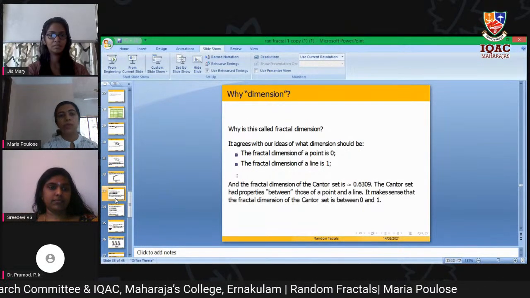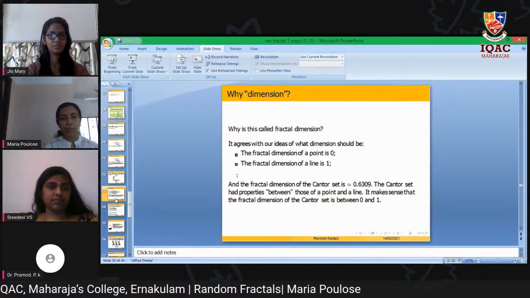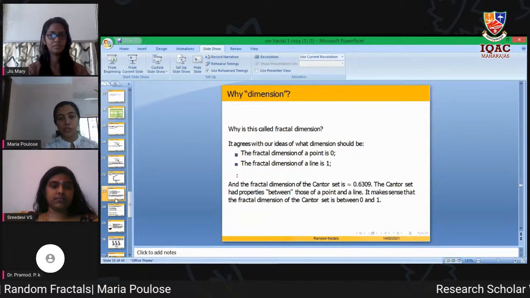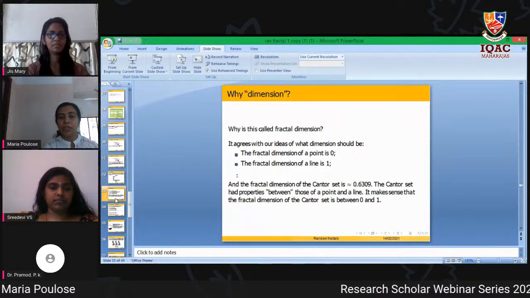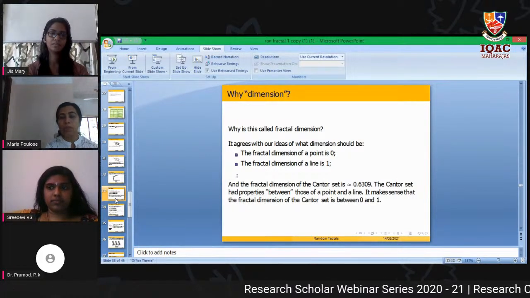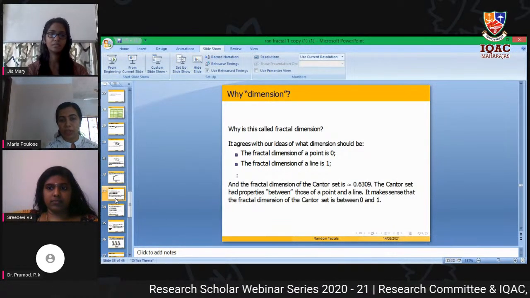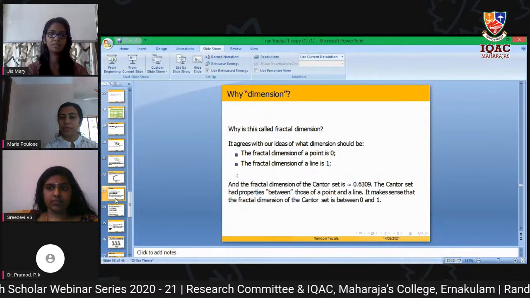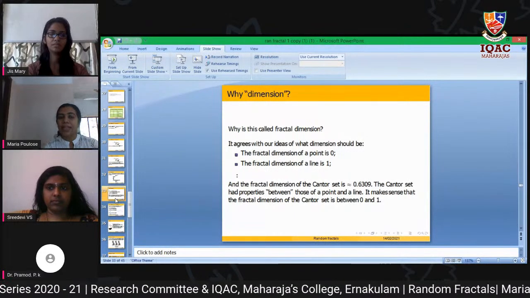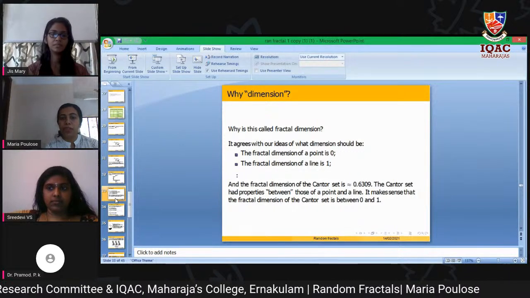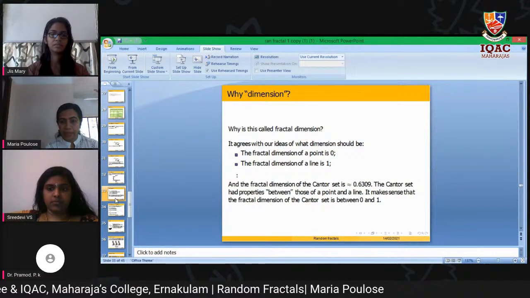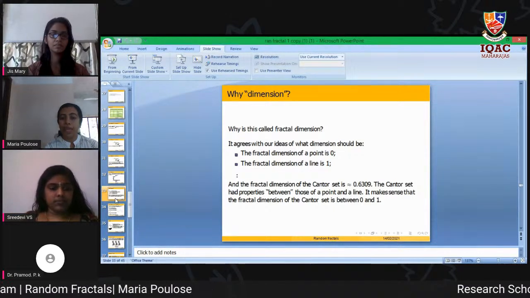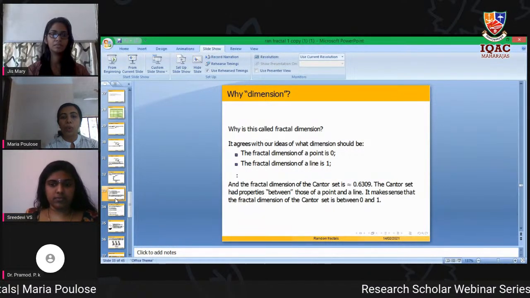Why is this called fractal dimension? It agrees with our ideas of what dimension should be. The fractal dimension of a point is 0. The fractal dimension of a line is 1. And the fractal dimension of the Cantor set is 0.6309. The Cantor set has properties between those of a point and a line. It makes sense that the fractal dimension of the Cantor set is between 0 and 1.